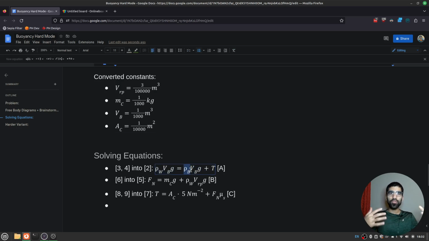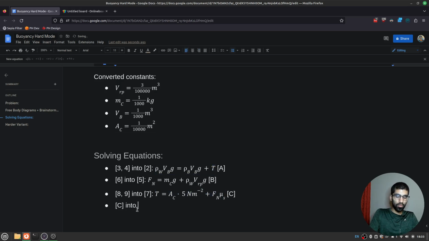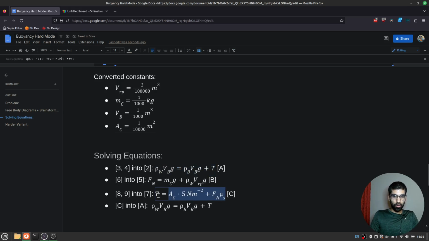So I'm going to get rid of any unknowns that I have in this equation. The only unknown I see is the tension. Well, apart from the thing we're trying to solve for, is the tension. So I'm just going to take this formula we have over here for the tension and put it up here. So we're going to go C being substituted into A. So let me copy this over and just take all this stuff that's equal to the tension and put it in here.